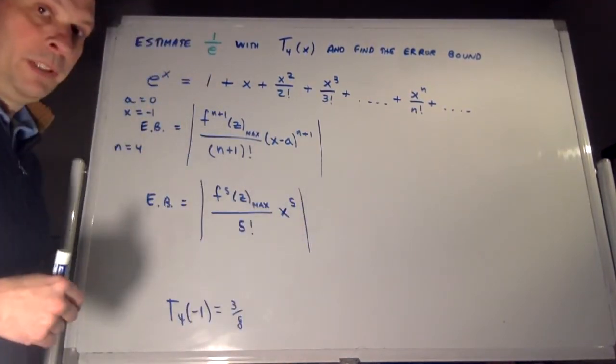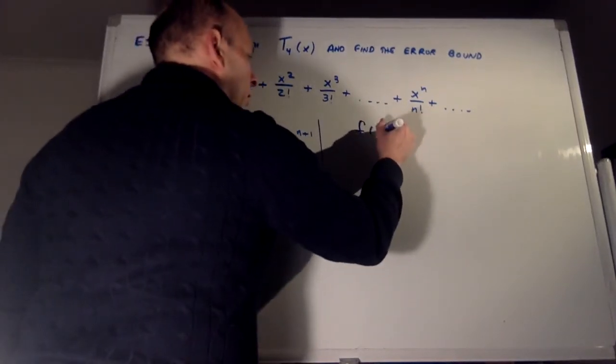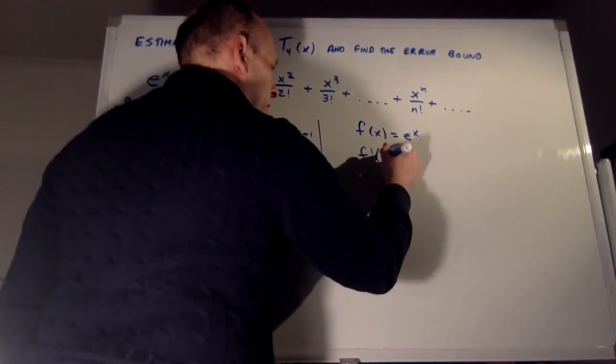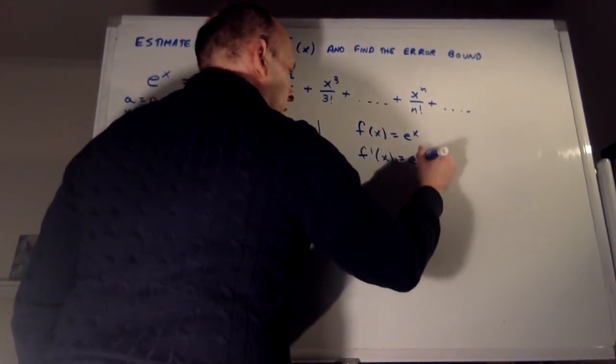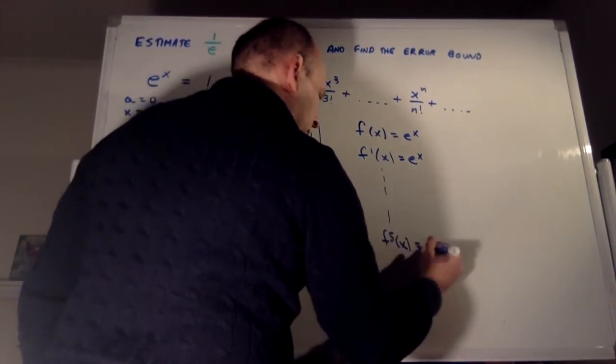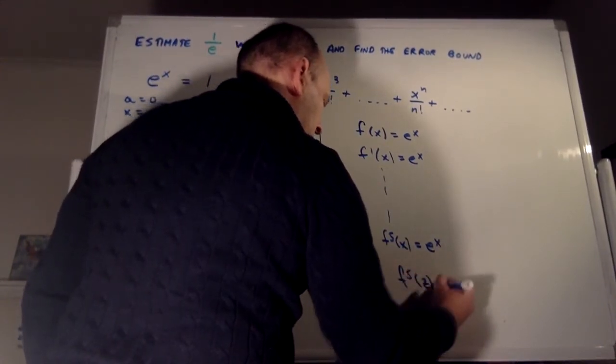Okay, so we need the 5th derivative. So now is all the derivatives, which here is actually not bad at all. f of x is equal to e to the x. f prime of x is equal to e to the x. We jump right to the 5th derivative, and that's e to the x. So the 5th derivative of z is equal to e to the z.